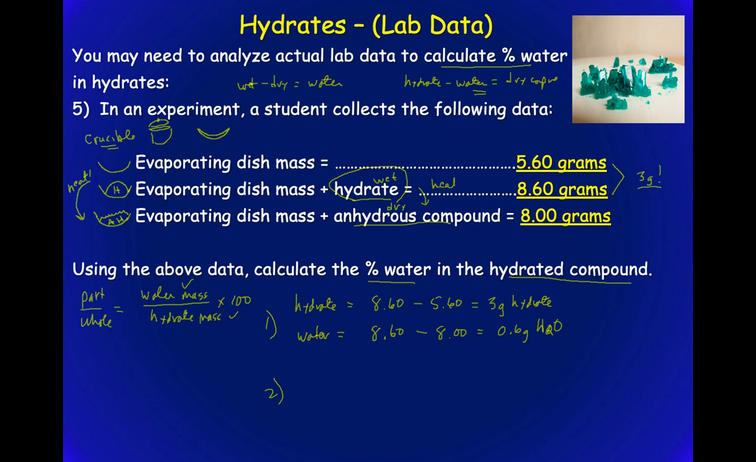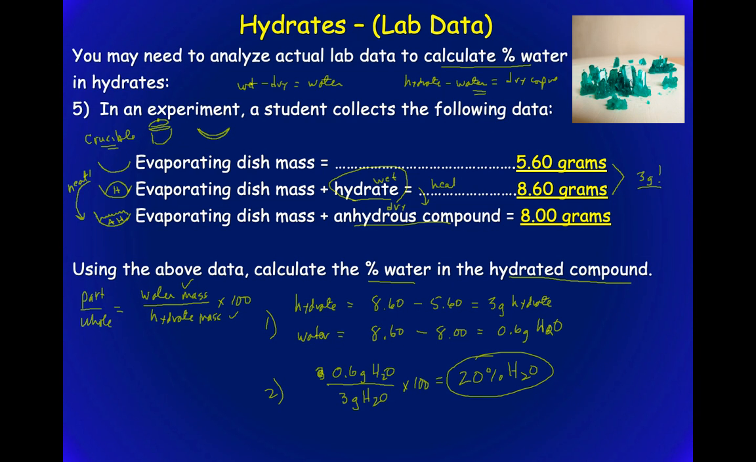And then we'll take 0.6 grams of H2O, which is the water mass, divided by the hydrate mass of 3 grams, times 100, and we get a grand total of 0.6 divided by 3, which is about 20%. So we get 20% H2O from dealing with this data.